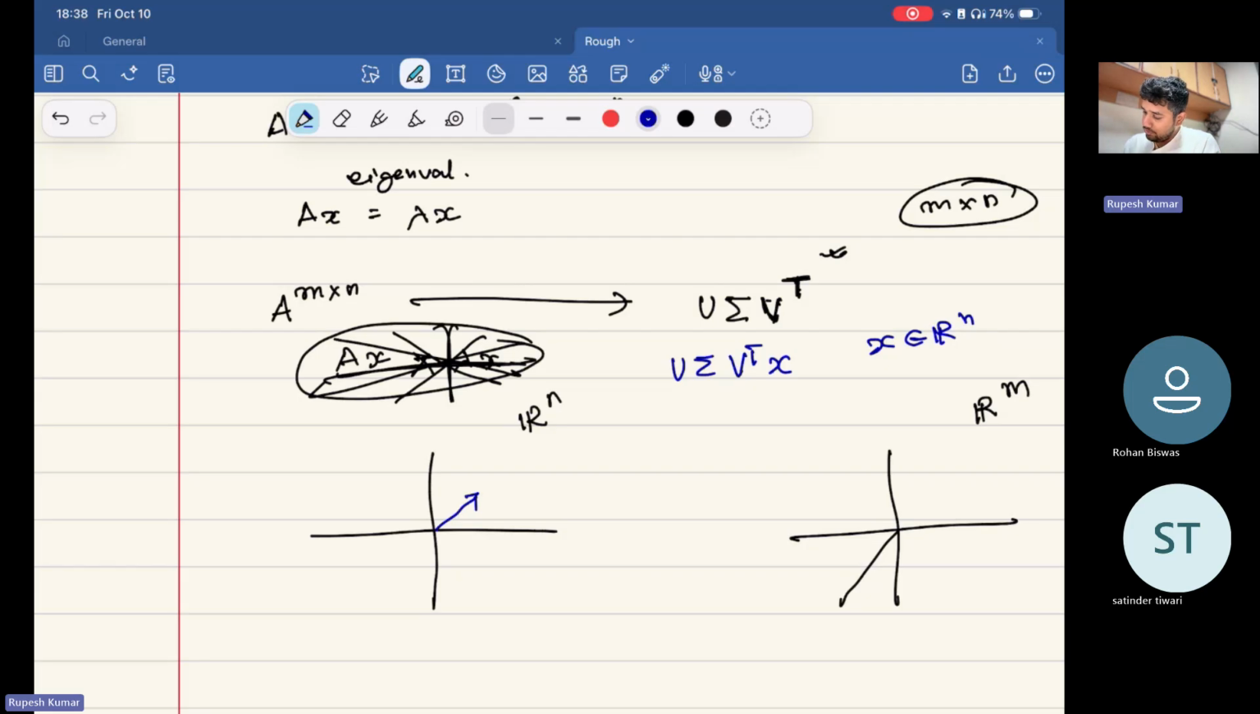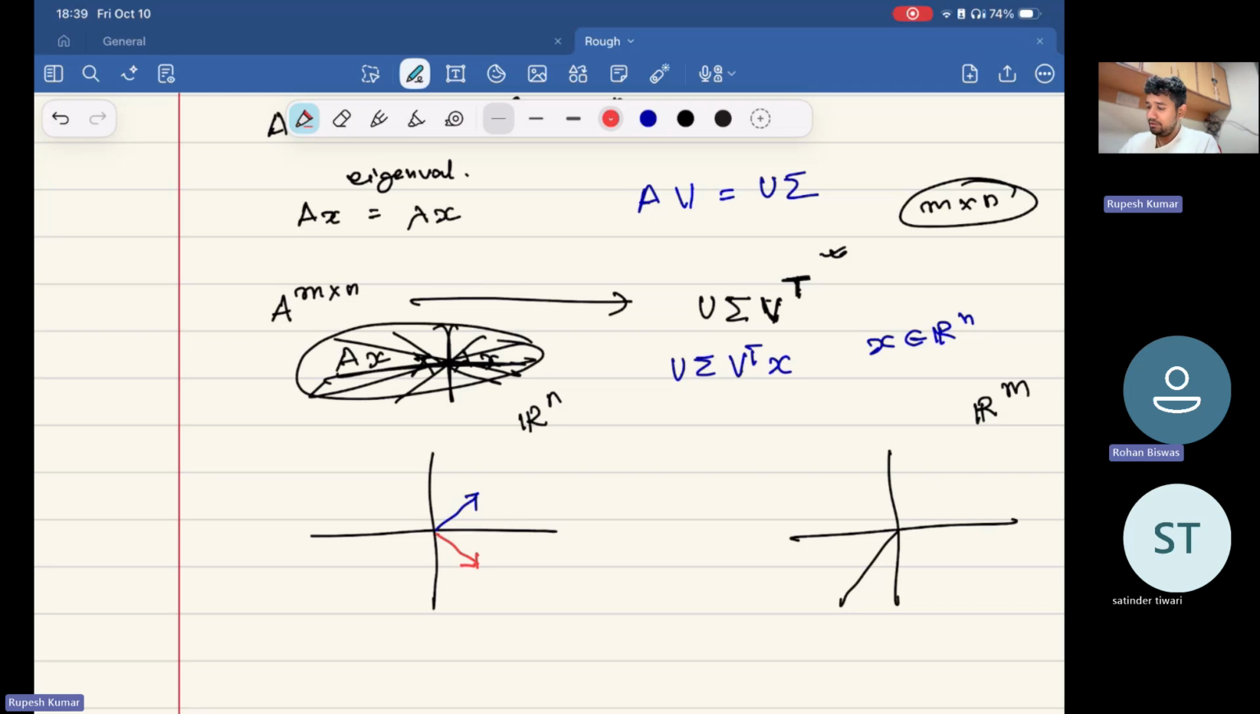Then it becomes like A v equals U sigma, right? So this is a vector in R^n space. Now what you're doing is rotating it using some orthonormal matrix, V transpose basically, in the input space itself. It's a matrix multiplication that transforms the vector within its own space. So it will simply rotate this vector into some new vector like this, right?